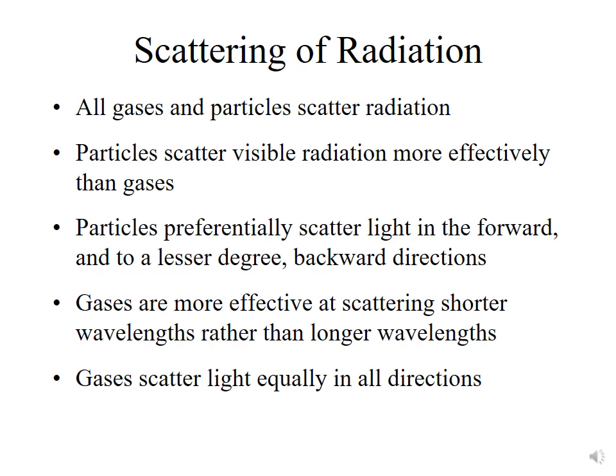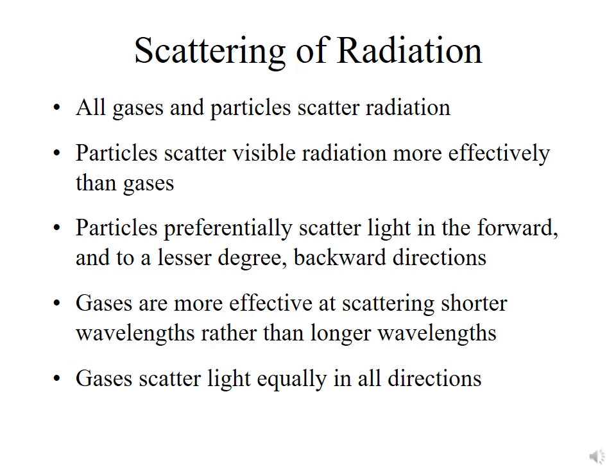Particles scatter visible light radiation much more effectively than gases, and the particles that scatter the radiation the best are the ones that have an effective diameter that is about the same as the wavelength of the radiation that's incident. So if you think of green light being 0.5 micrometers, then it's the submicron, 0.5 to 1 micrometer particles that have the highest scattering efficiency.